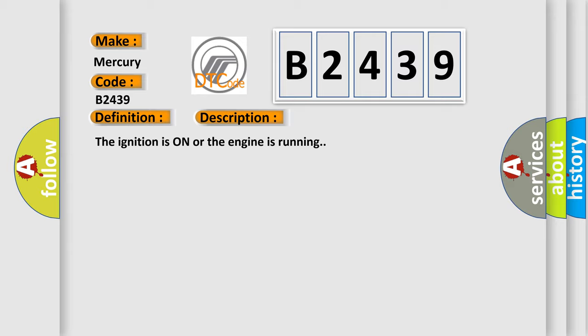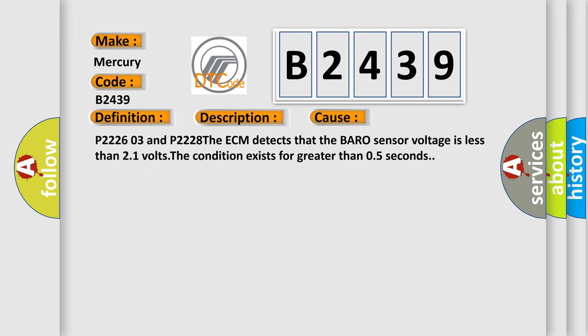The ignition is on or the engine is running. This diagnostic error occurs most often in these cases: P2226/03 and P2228, the ECM detects that the BARO sensor voltage is less than 21 volts. The condition exists for greater than 0.5 seconds.